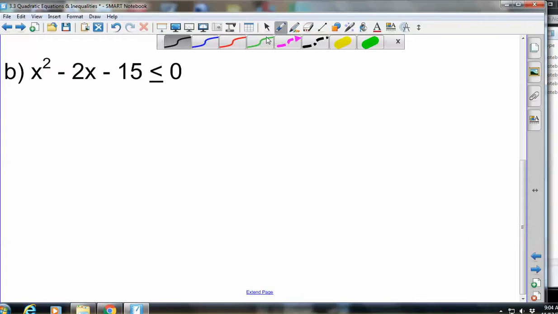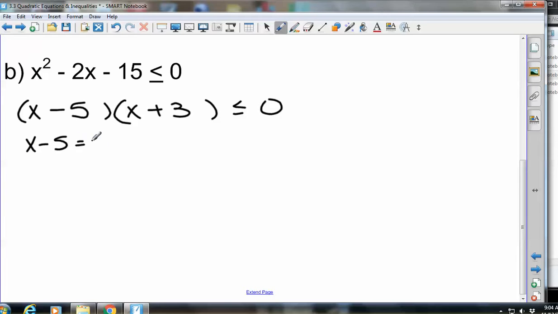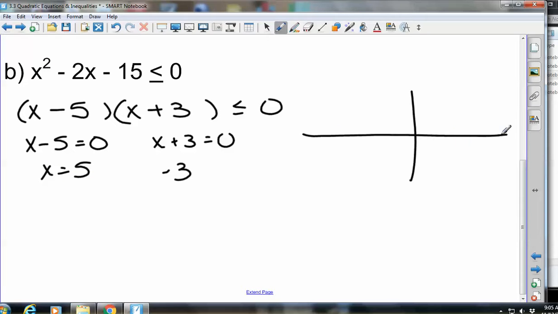So this one, you can still factor nicely. Multiply to a negative 15, add to negative 2 would be negative 5 and positive 3. So then, if I set each piece to 0, I get positive 5 and negative 3. So those are the two places where you touch the x-axis.